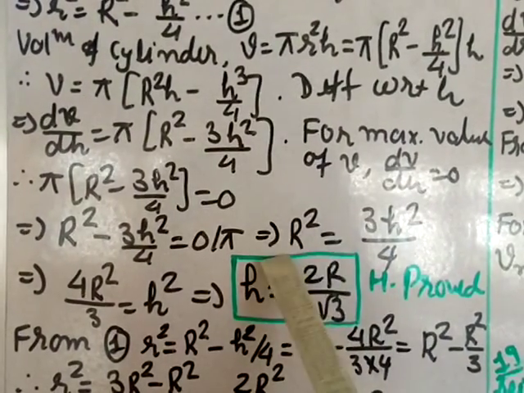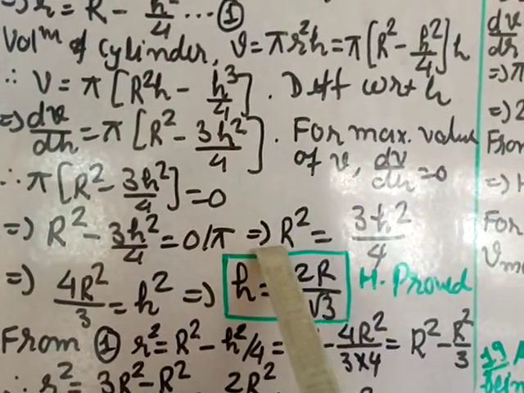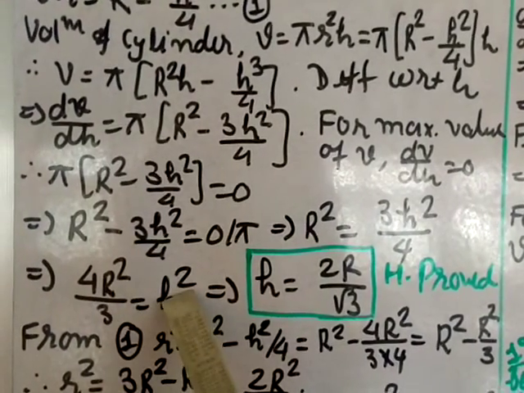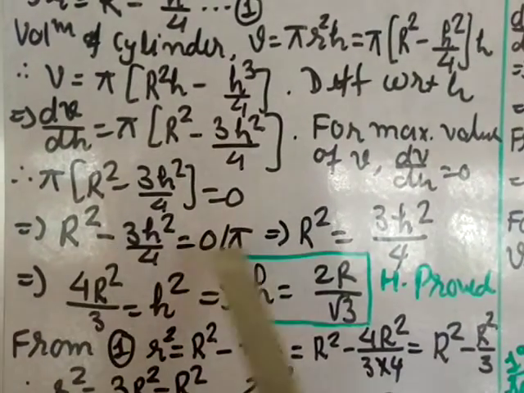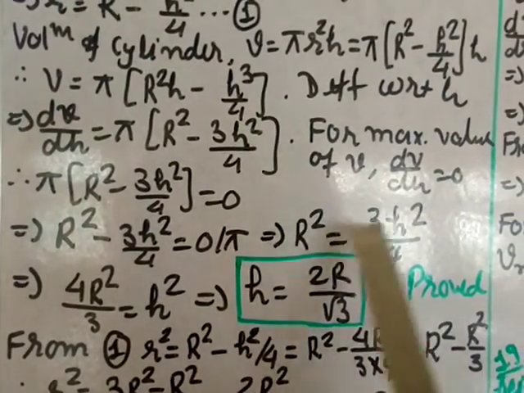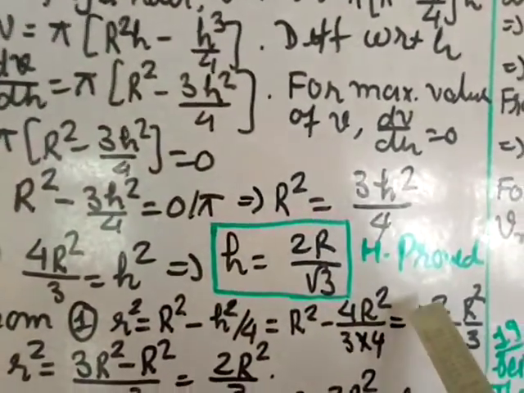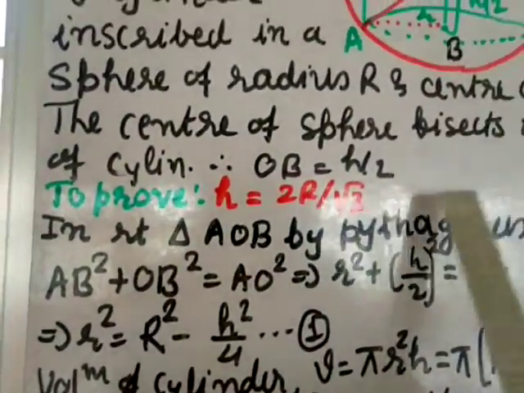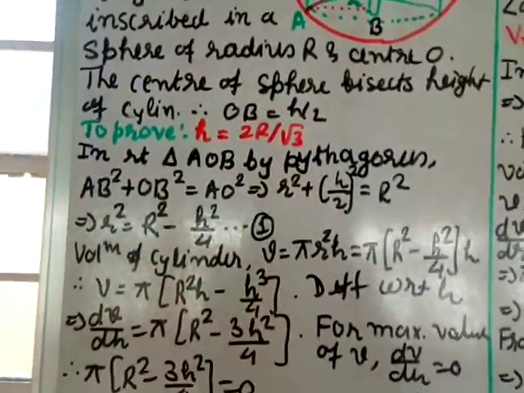Transfer 4 here and 3 here. 4 will go to the numerator, 3 will come to the denominator. 4R square by 3 equals h square. Take a square root, so 4 square root is 2, R square root is R, 3 square root is root 3. So you get the value of h equal to 2R divided by root 3, and that is what you are supposed to prove. That is the first part. Then they have asked us to find the maximum volume.